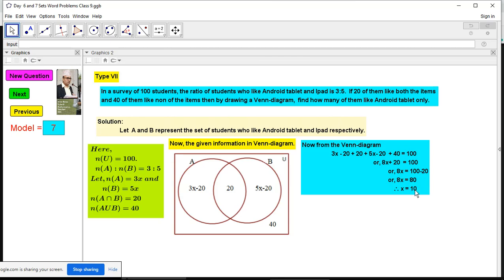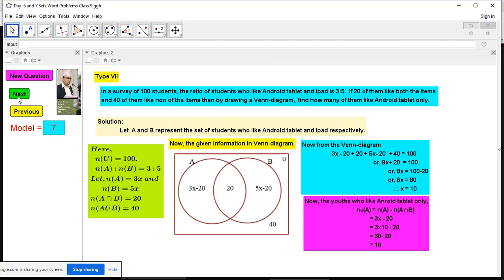8x minus 20 plus 20 equal to 40 minus 20 is 20. By solving in that way, 40 minus 20 becomes positive 20. 8x is 80, x is 10. We've obtained the value of x. Now our task is to find how many of them like Android tablet only.